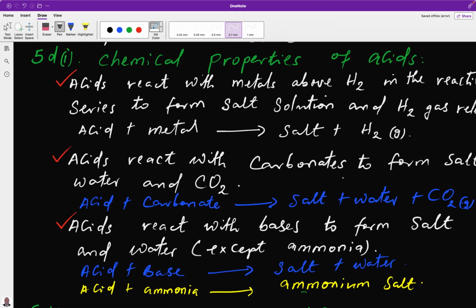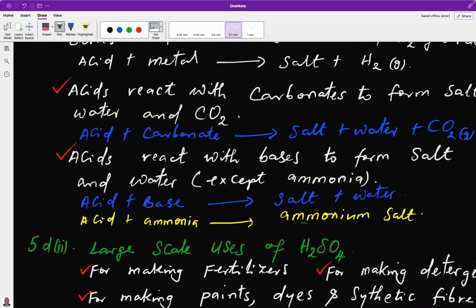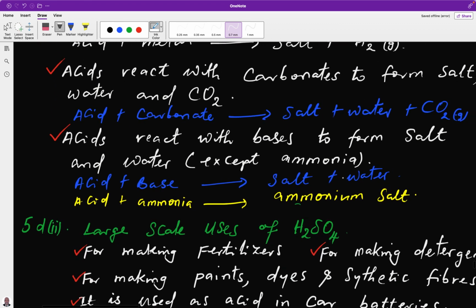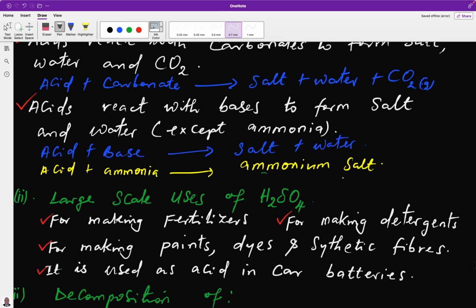Uses of sulfuric acid. That was 5D2. Large-scale uses of sulfuric acid. What are the large-scale uses of sulfuric acid? Sulfuric acid is used for making fertilizers. Sulfuric acid is also used for making detergents. Sulfuric acid is also used for making paint, dyes, and synthetic fibers. It is also used as acid in car batteries.